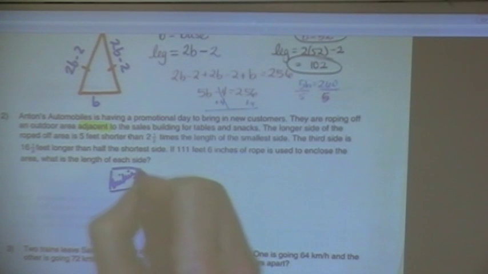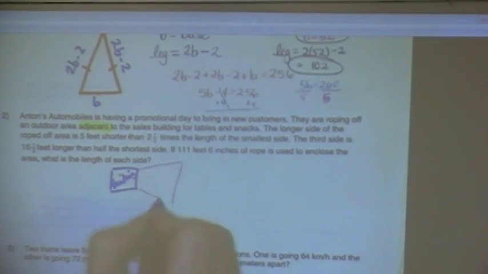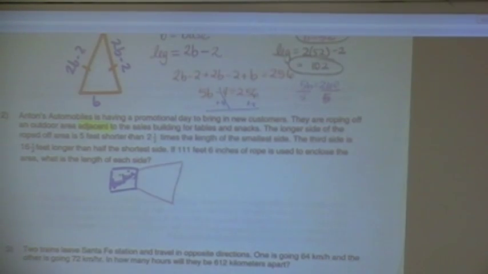So, that's my roped area. It didn't say anything about it being rectangular or parabola or a trapezoid or anything. So I don't know what it looks like. That's just my guess. Alright, so now I'm going to go back and read the sentences about each side again. There are 3 sides.